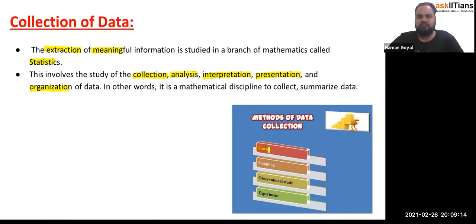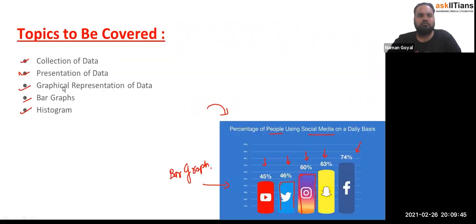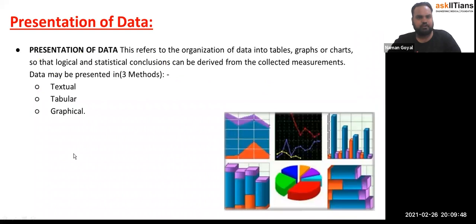This is census, sampling, observational study, and experiment. We also do experiments on the data. In other words, it is a mathematical discipline to collect and summarize the data. Simple as that. In simple language, first of all we have to collect, then we have to summarize that data, and this process is known as collection of data. Got it? Now the next thing I told you is we learn about presentation of data, how we present the data. So let's see.